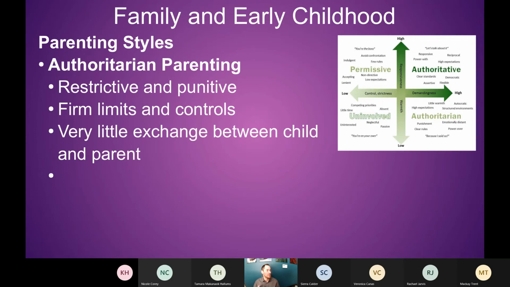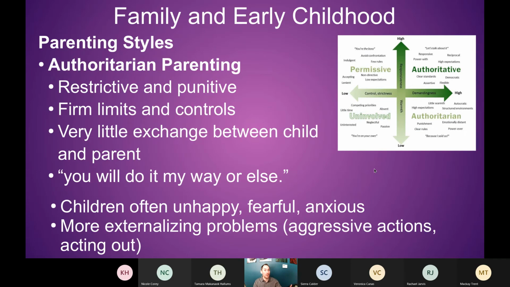So authoritarian parents tend to be more restrictive and punitive, having very firm limits and controls, so that high demandingness, but very little interchange or exchange between a child and a parent. So even for any of these other parenting styles in early childhood, you might not see a lot of back and forth. So there might be rules that there isn't back and forth for, like you've got to take a bath a couple times, but an authoritarian parent might say, their reasoning, if asked about it, might be, well, you've just got to do it. This is what we do in this house, or this is my way.